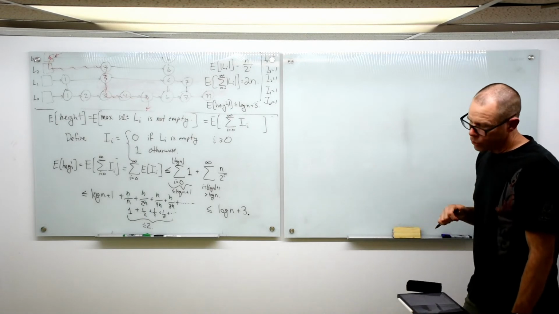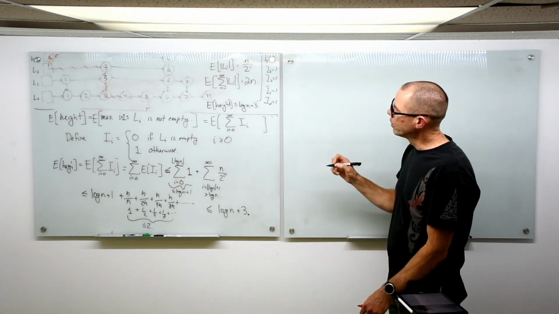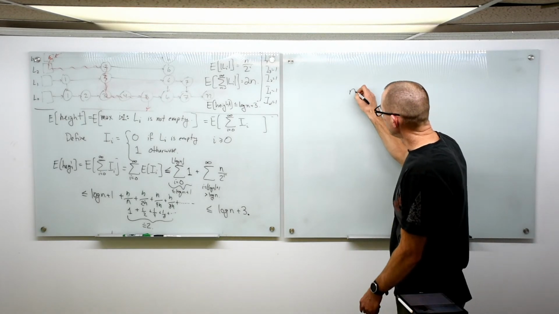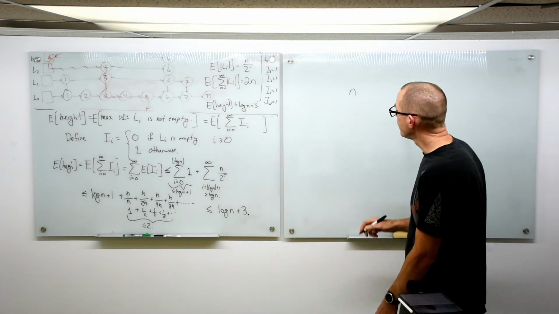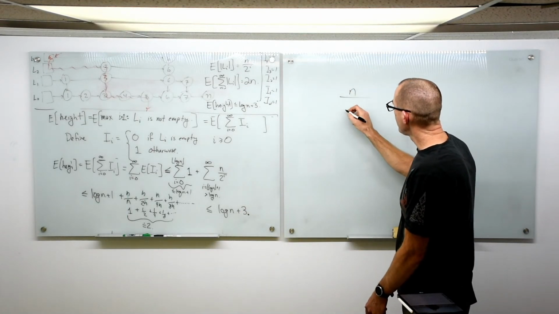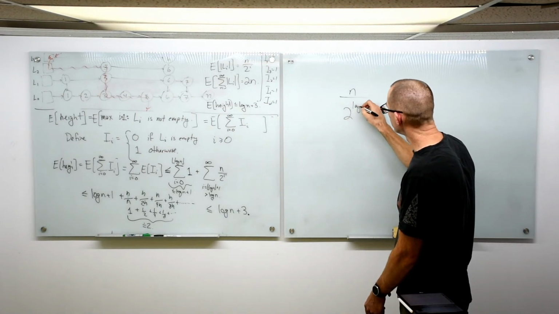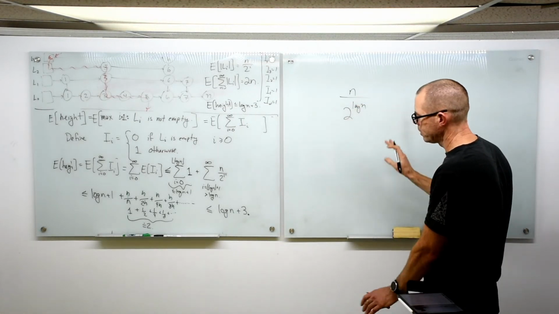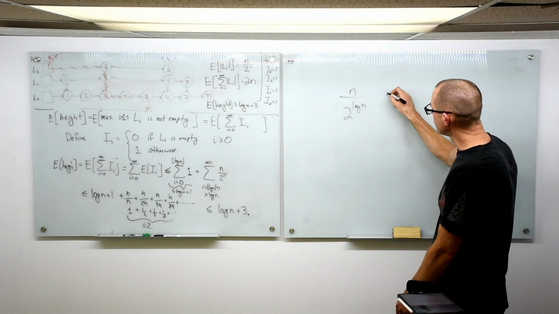Why n over n, n over 2n, and so on? Well, because when you get to log n, let's forget about the floor for a second. The first term is n over 2 to the log n. Let's make this really simple. What's n over 2 to the log n? That's n over n.